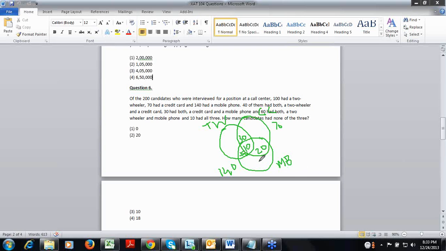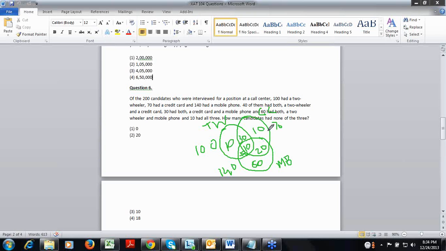So how much is this? 50, 60, 80, 140. So this is 60. Okay. Now 20, 30, 30, 60. So this is 10. Okay. 100 had two-wheeler. So this is 100. So 30, 40 and 50, 90. So this is 10.